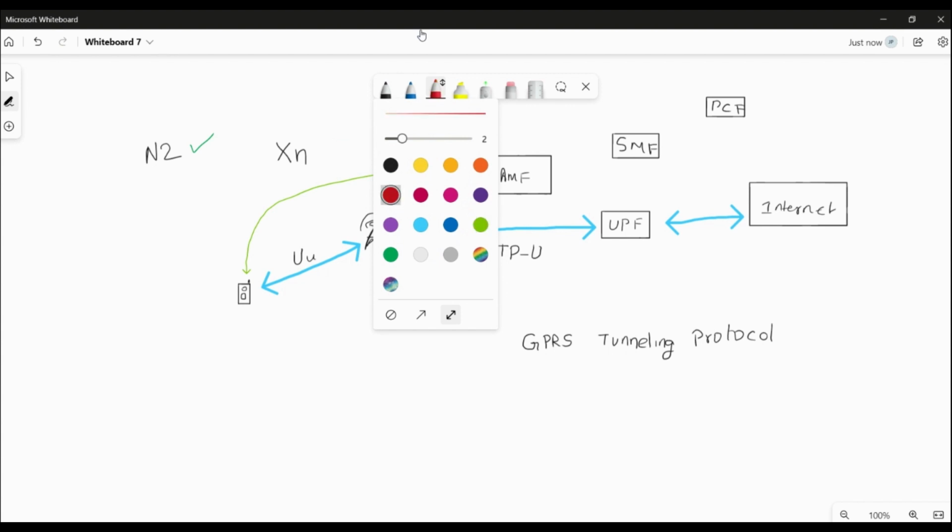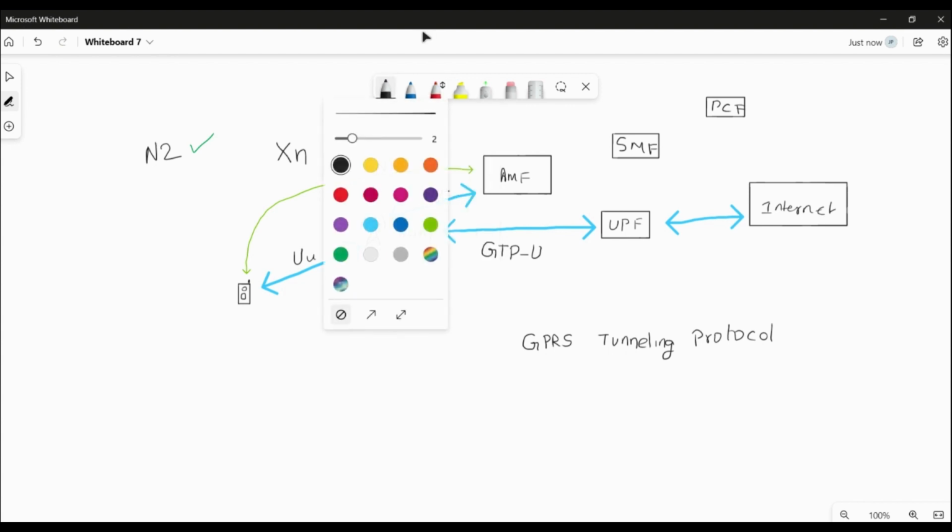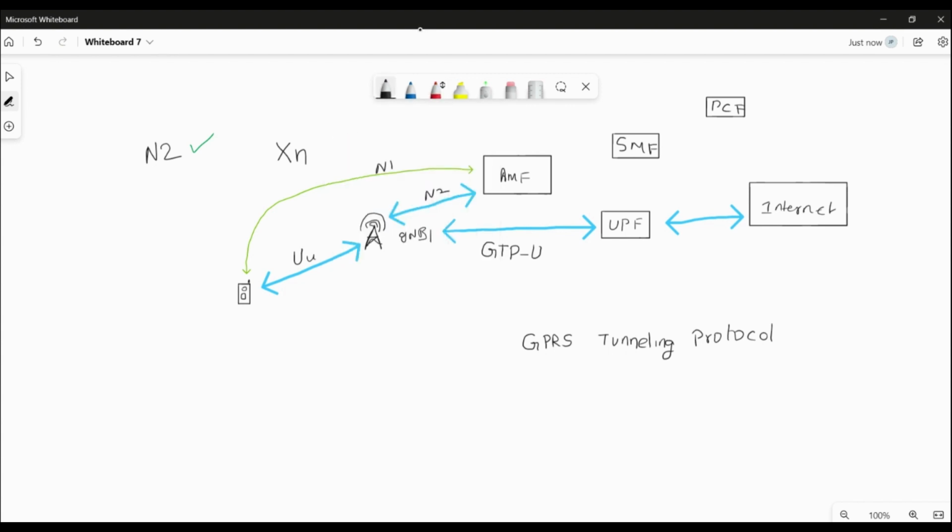a handover process. But before that, let's have another gNodeB, which is in a different AMF. Let us call it gNodeB2, and it has its own AMF.